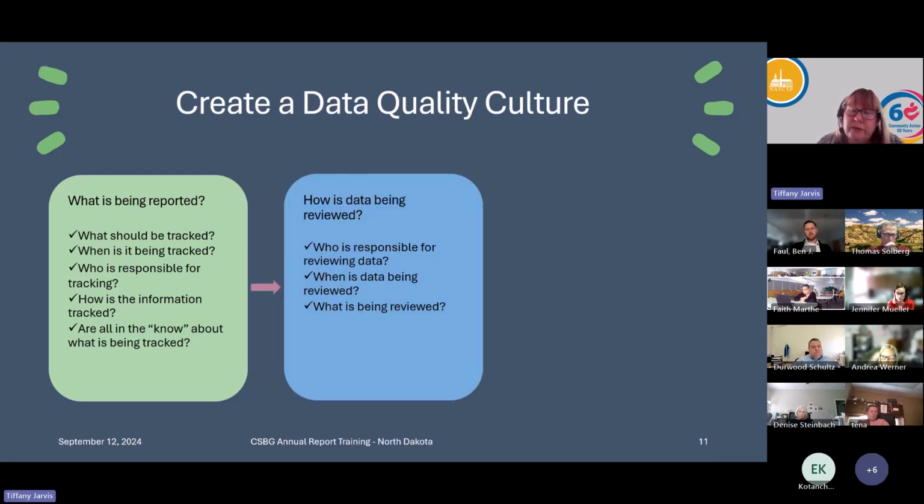How is the data being reviewed? So this is very important. What is being reported is data collection. How it is being reviewed is that analysis part. Who's responsible for reviewing the data? When is it being reviewed and what is being reviewed?